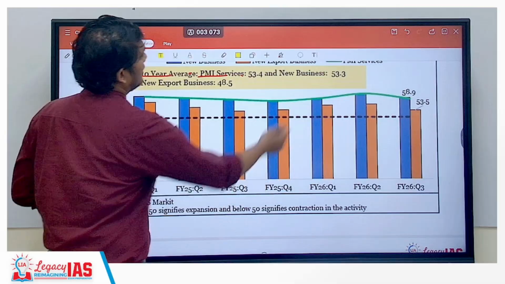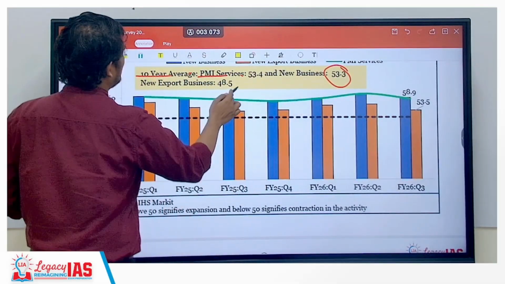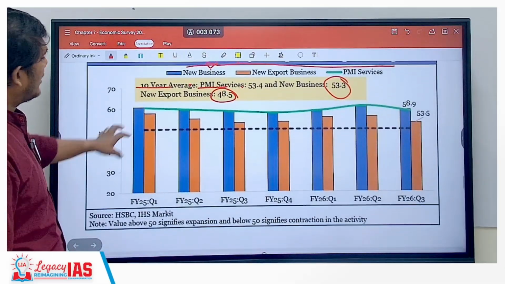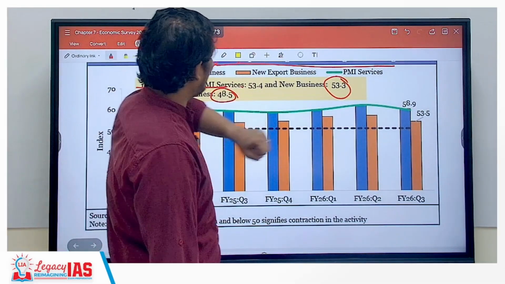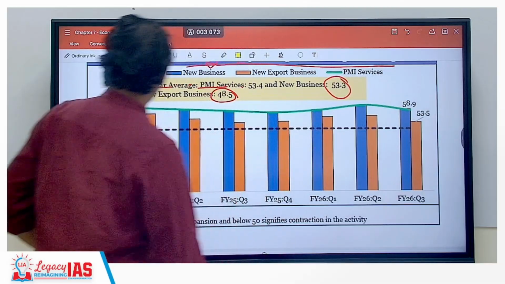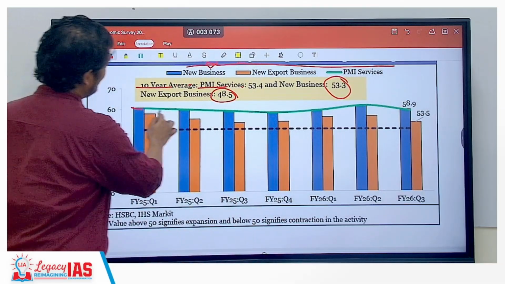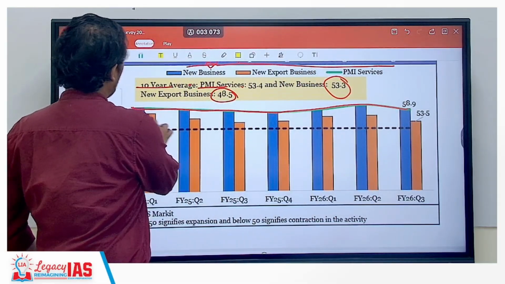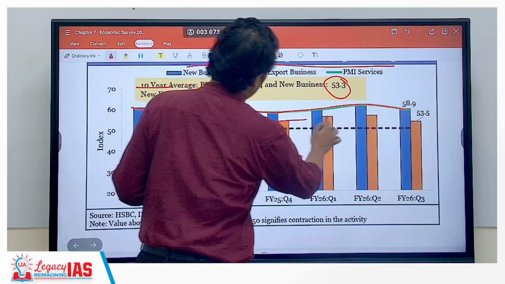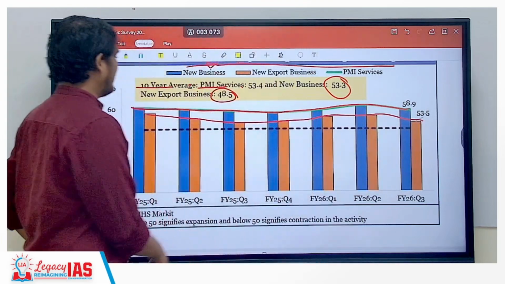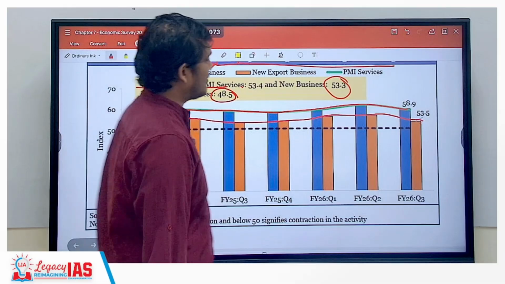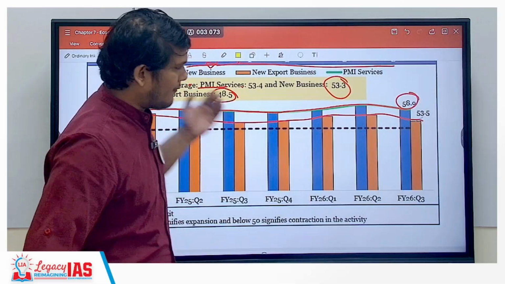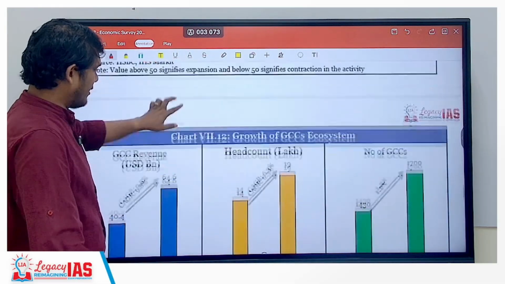Then if you talk, and this is the average of the new businesses and the new export businesses, right? So if you look at it, the new businesses in blue, new export businesses in orange, and green is the PMI. So new businesses has been at around 60. Right, then new export businesses, it has still been above 50, and the PMI services, of course, again is close to 60 only. It's beyond 50, which is a very good thing for us.